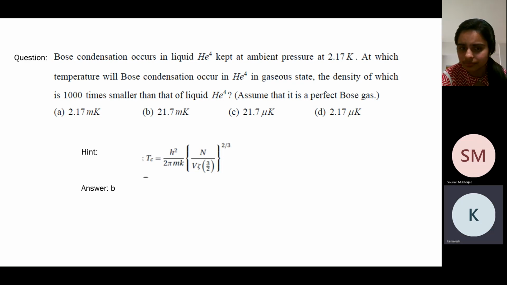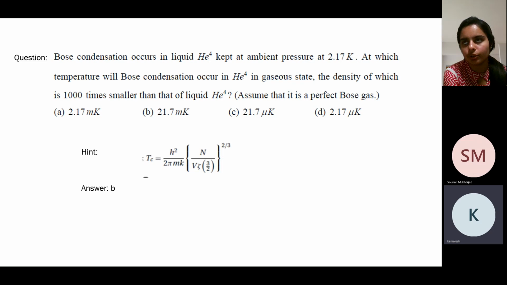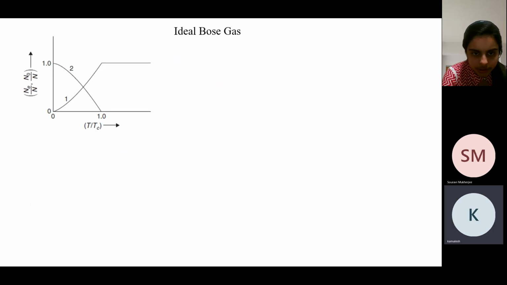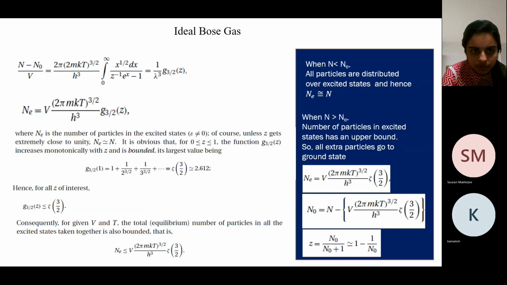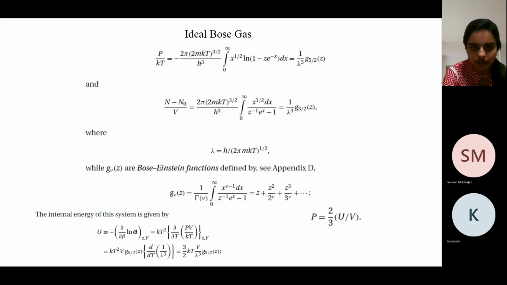Ma'am, here psi 3 by 2 represents the gamma function? No, it's not the gamma function. It's the zeta function. So you remember the Bose-Einstein function, right? G is the Bose-Einstein function. If I go back 1 second, I'll show you the expression. So this is your Bose-Einstein function.